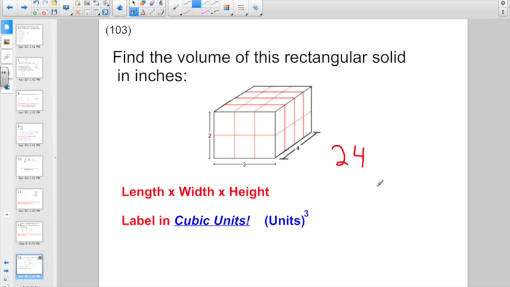But we also want to make sure we label it correctly. They're asking us to find the volume in inches. So I multiplied 3 numbers. So I want to make sure to use that 3 and label it as cubic inches for a volume problem.